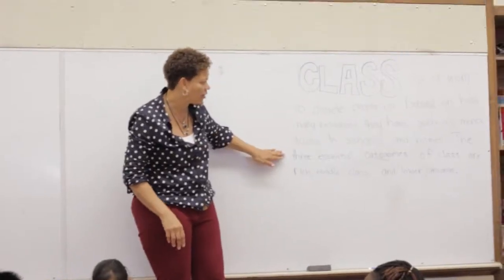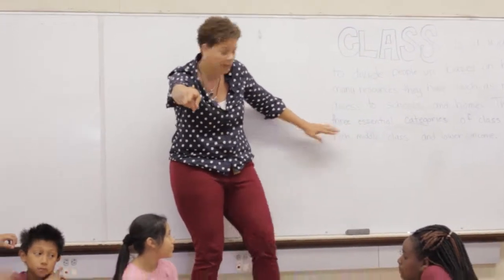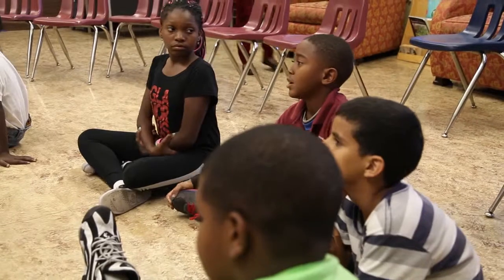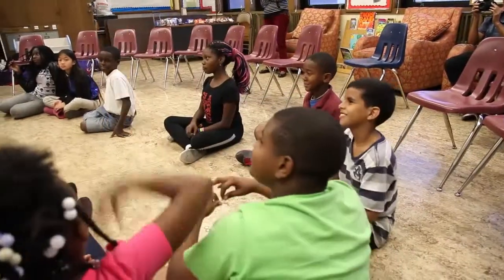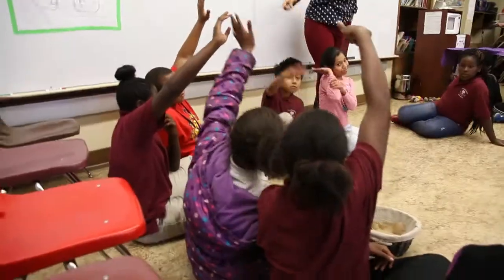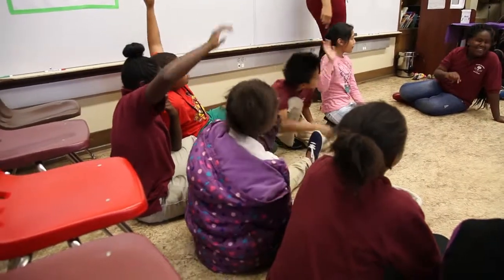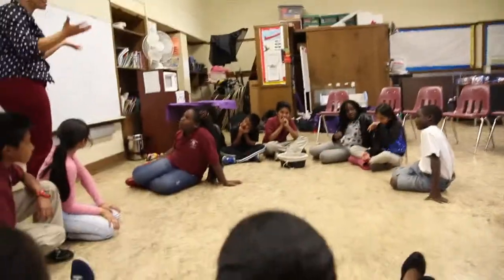It says here that there are 3 categories of class. Will you tell me what those 3 categories are? Rich, middle class, and lower income. Which of the groups was the rich group? This group. That was the rich group. In this room, which group was the low income group? This group. And that means that you all were the middle class group.